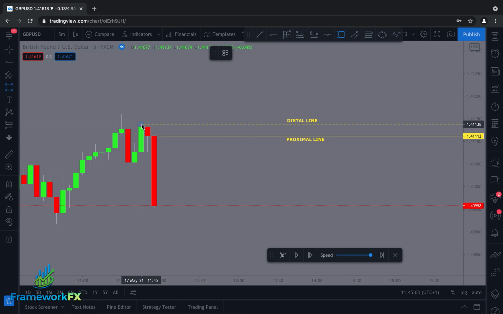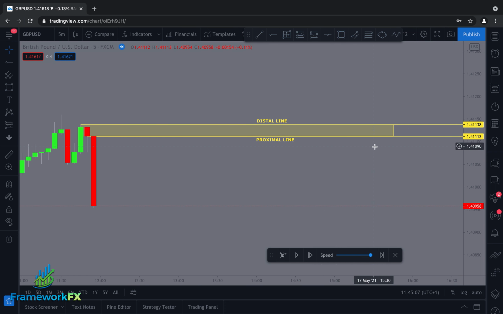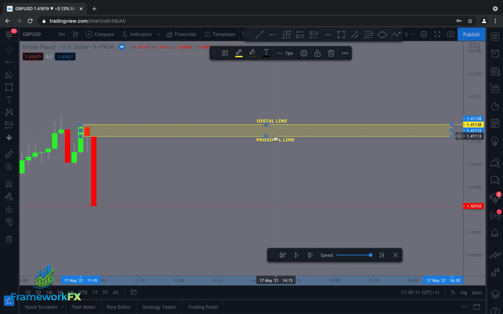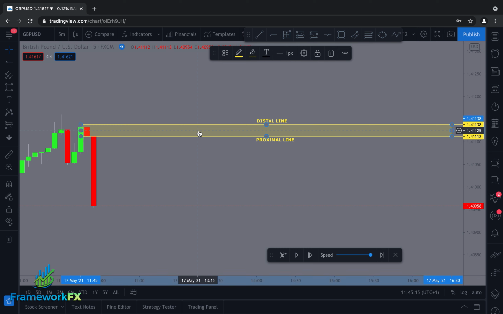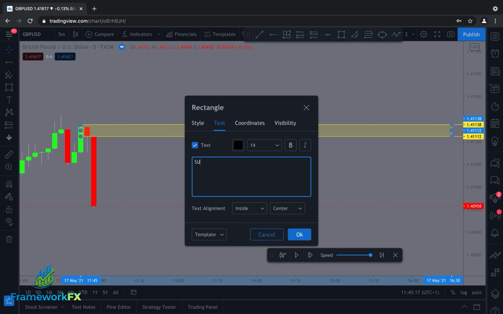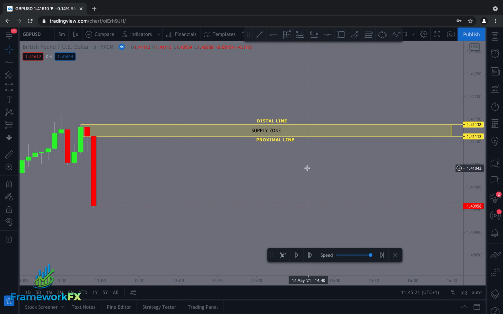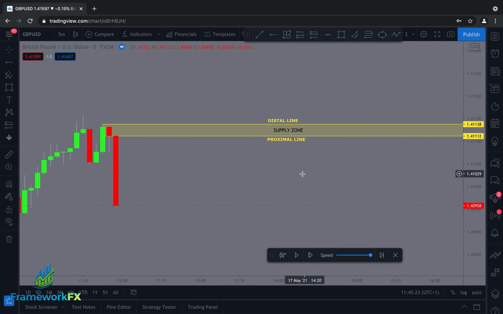Okay, so we can add that in. Something around there, so maybe make this a little bit bigger. Okay, and that's not what we want to do. We'll call this our supply zone. Okay, so that's what we're looking at right now.